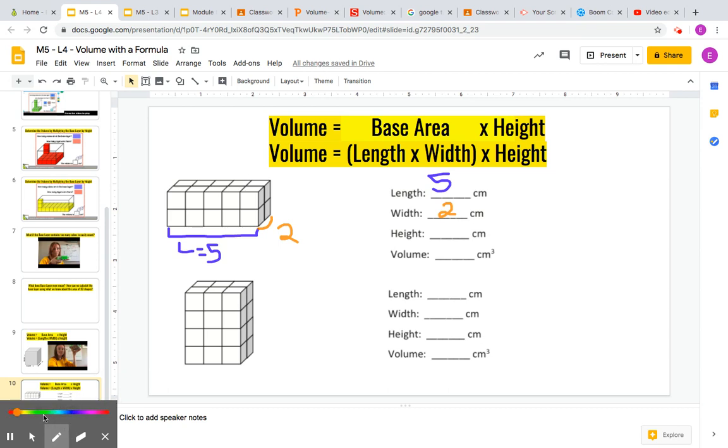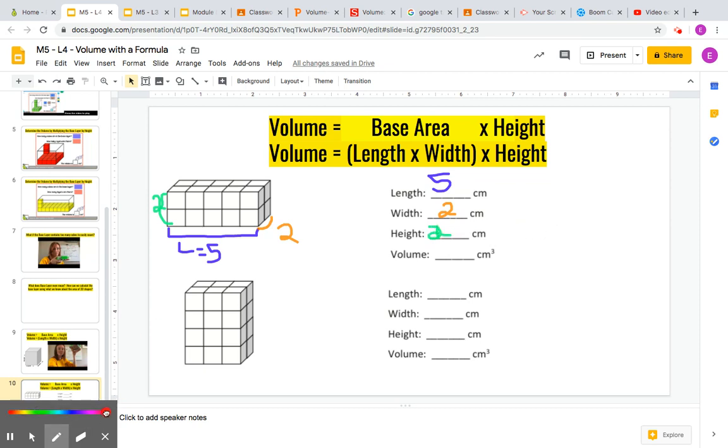Finally, we need our height. How tall is our structure? Or how many layers are stacked on top of each other? We have 1, 2 again. Oops, I'm writing H. Meant to write 2.